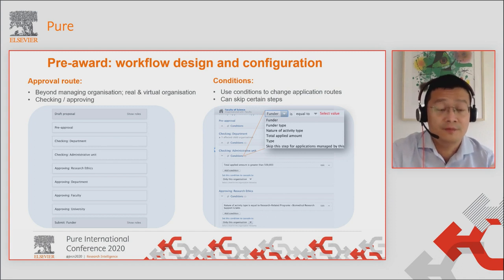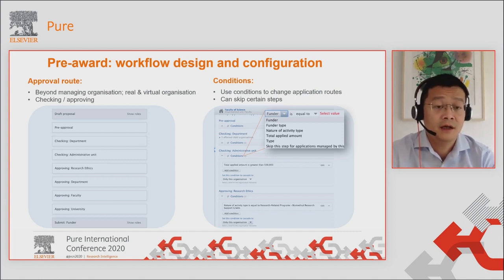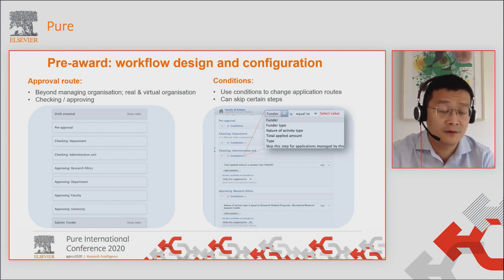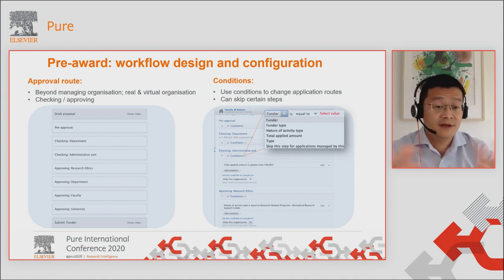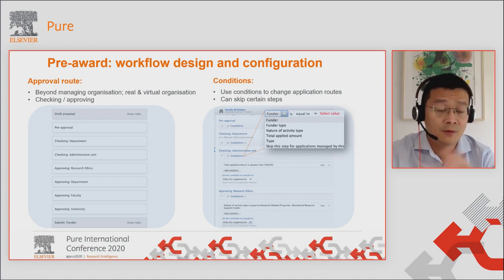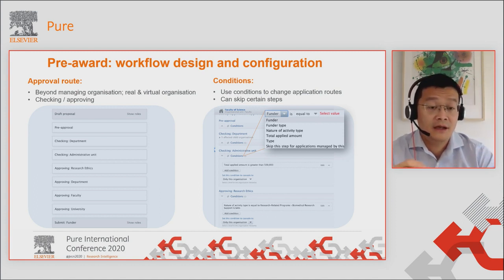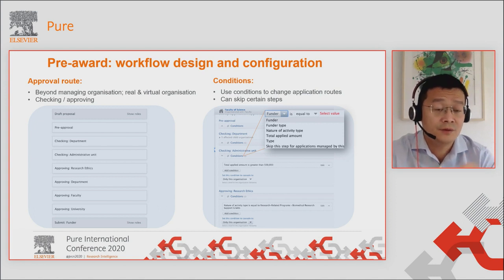For Pure with the award management module, we can accommodate all these requirements. First you need to design an approval workflow like the least common multiple of the requirements from all the organizations. At this stage, the approval route is very complete, but it's not yet tailored to the specific requirements of the organizations. The organizations in this approval route can be real or physical, like a department, faculty, or institute. But they can also be virtual or dummy, which can carry out specific tasks, such as the ethical approval.